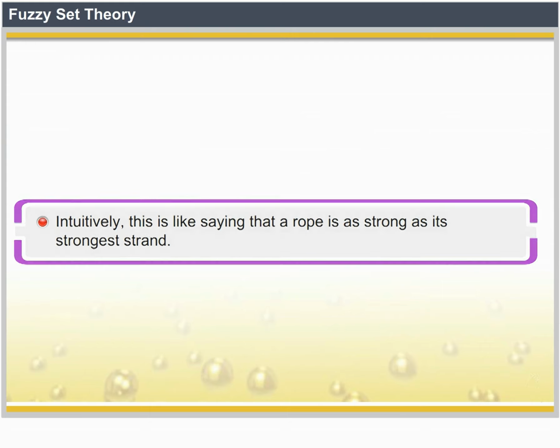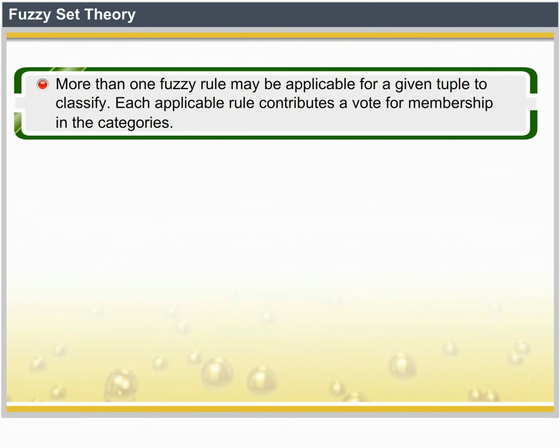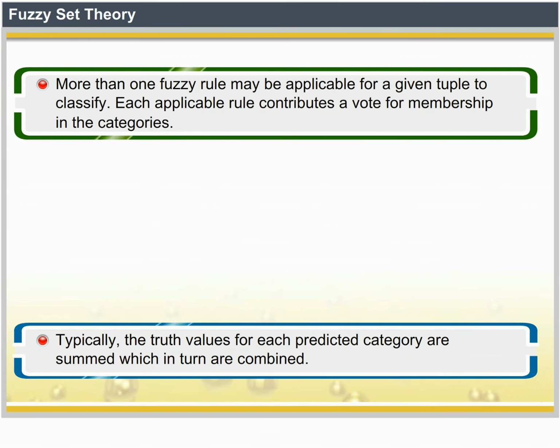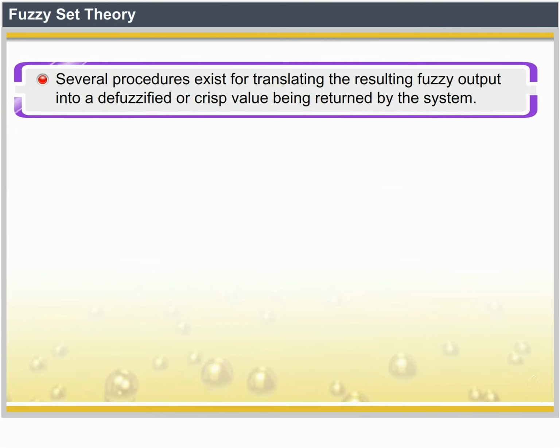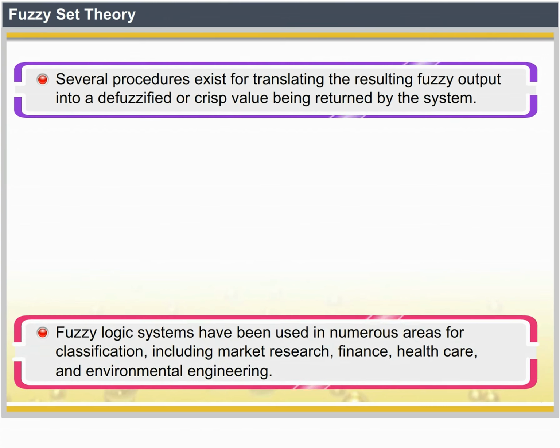Given a tuple to classify, more than one fuzzy rule may apply. Each applicable rule contributes a vote for membership in the categories. Typically, the truth values for each predicted category are summed, and these sums are combined. Several procedures exist for translating the resulting fuzzy output into a defuzzified or crisp value that is returned by the system. Fuzzy logic systems have been used in numerous areas for classification, including market research, finance, healthcare, and environmental engineering.